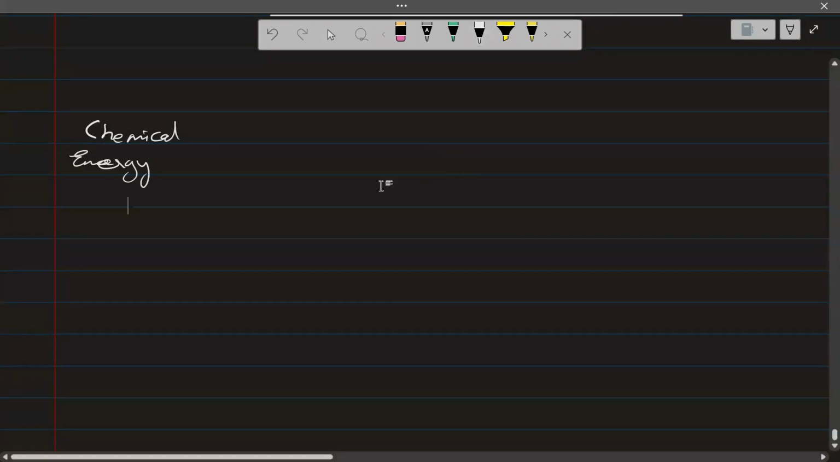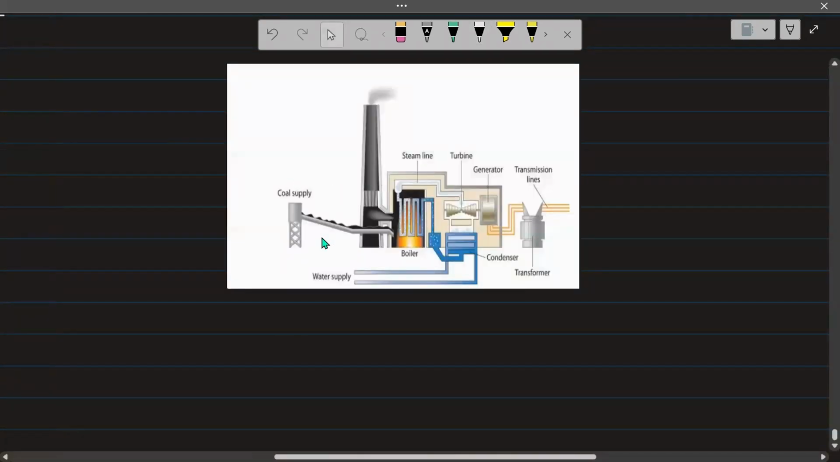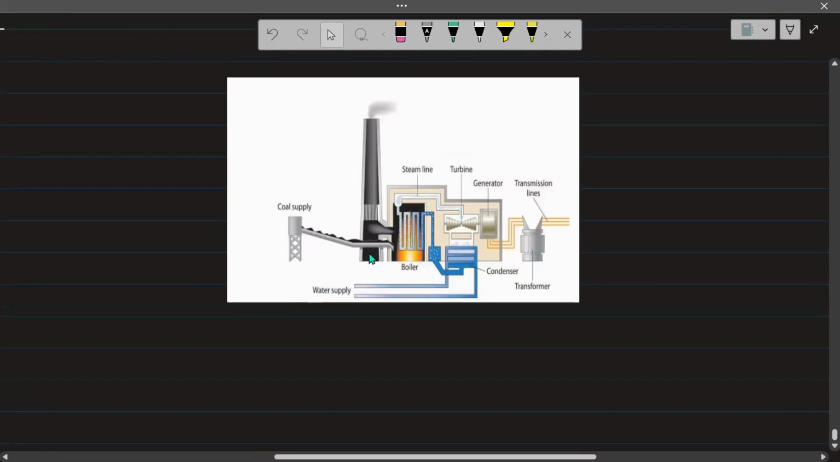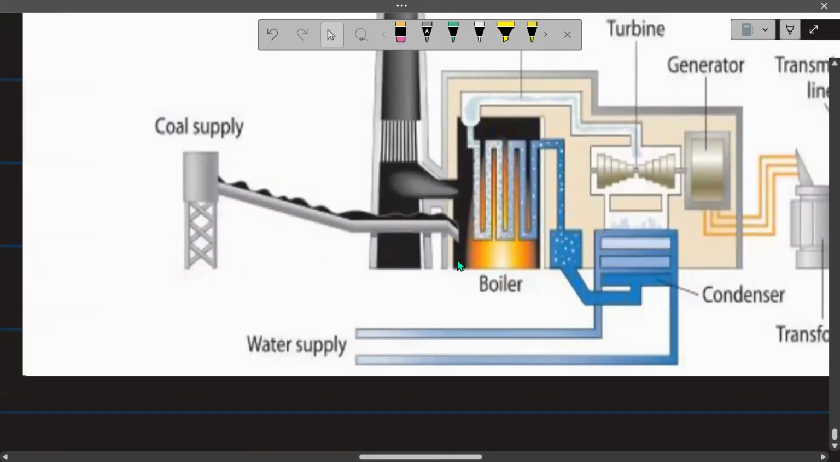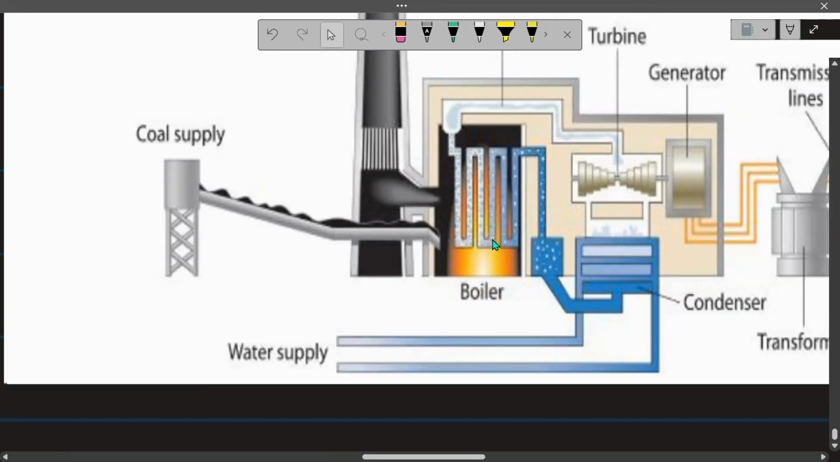Let me show you the diagram. This is the block diagram of creating energy. Coal supply is provided to the boiler, and in this boiler the coal is burned, from which the stored chemical energy is released and transferred to heat energy. Due to that heat energy, the boiler gets hot, and the water is converted into steam.